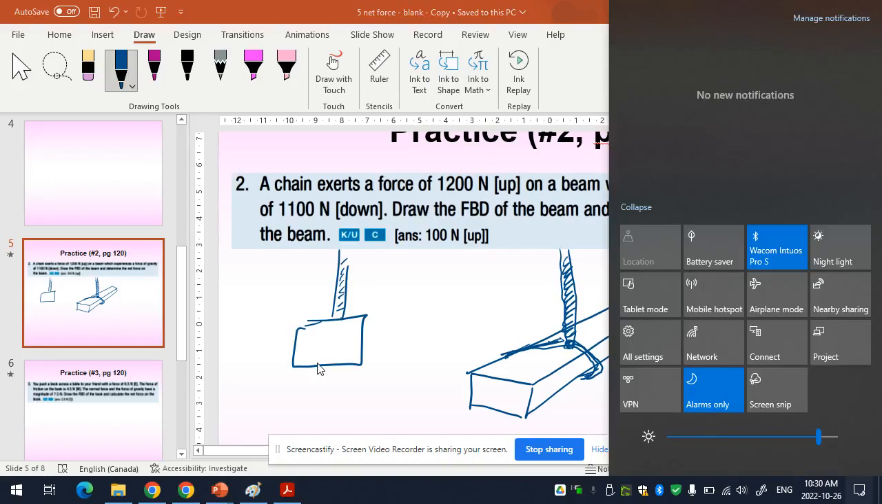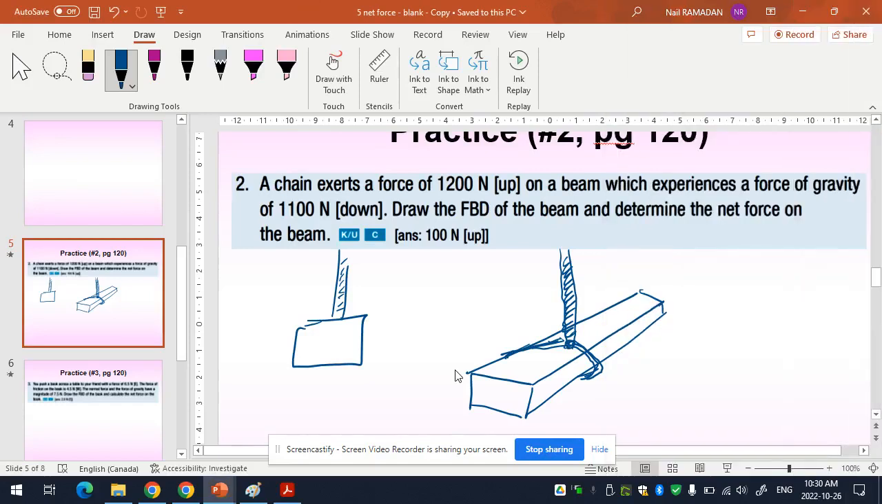What forces are on the beam? First one always gravity. So I'm going to point this way and just say Fg. Okay, what's the other force?